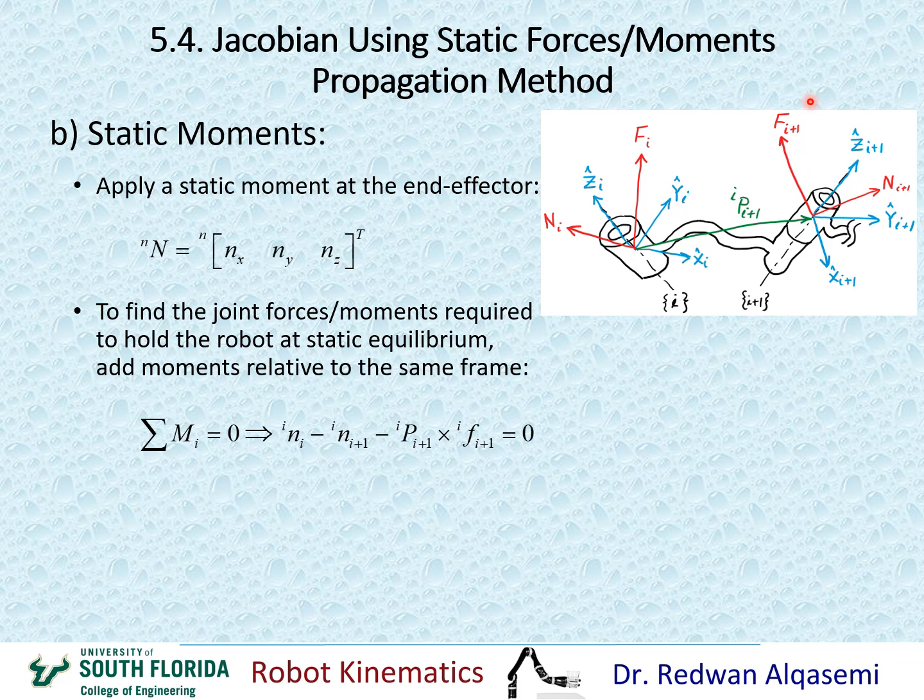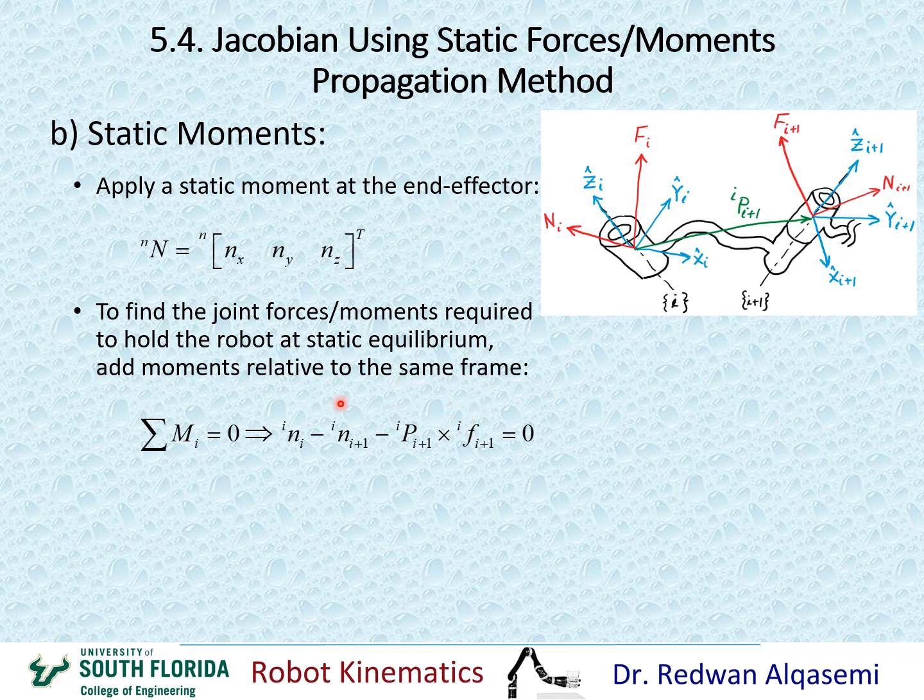Now remember again, Fi plus 1 is the force acting on i plus 1 due to i. And what I need is the force acting on i due to i plus 1. So I take this same magnitude and opposite direction, which makes it negative. So I place this here, and this makes my moment due to the force i plus 1 acting on frame i. Again, notice here that all the reference frames are relative to the same frame: reference frame i here, here, here, and here.